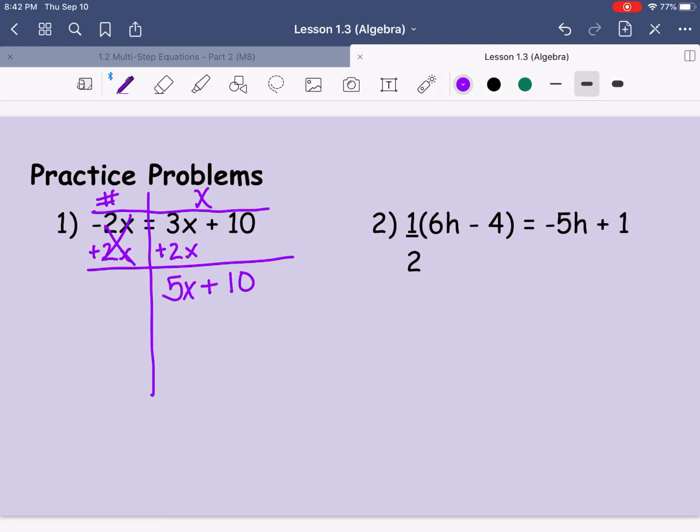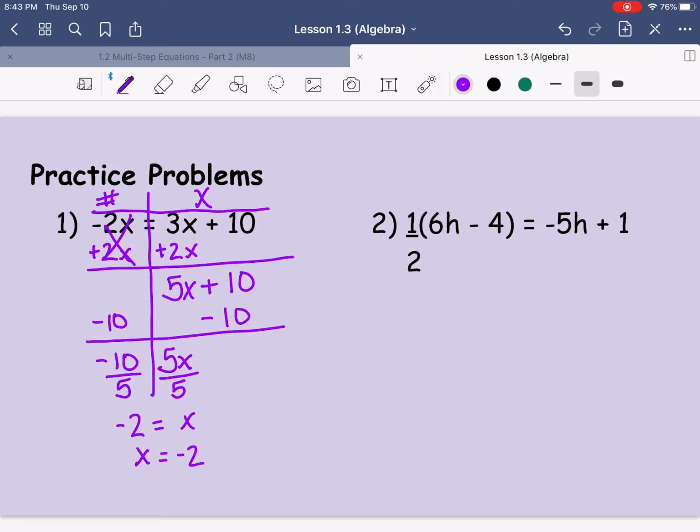and 10. Well, now that I have all of the x's on the x side, now I need to move this. And the inverse of positive 10 is negative 10. Okay. So now I have negative 10 and 5x. To get that x by itself, I need to divide by 5 on both sides, giving me a solution of negative 2.